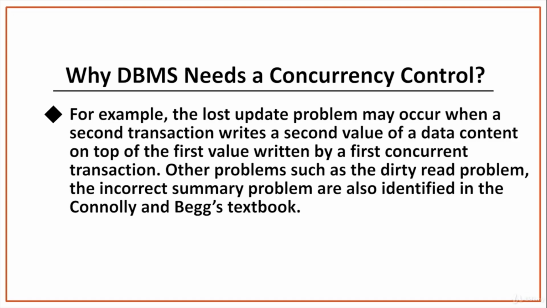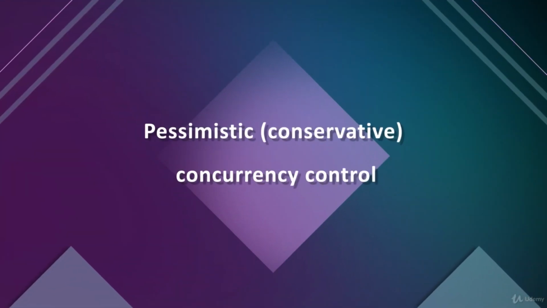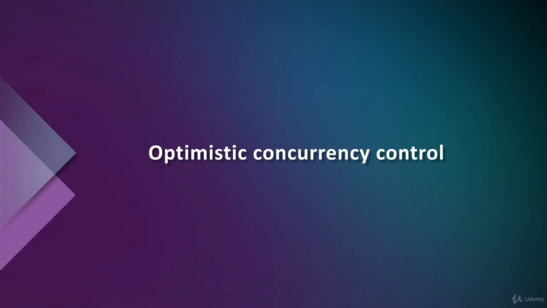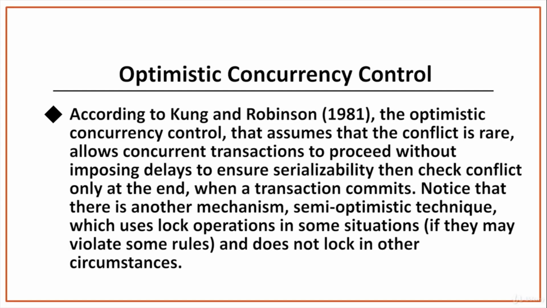Other problems such as the dirty read problem and the incorrect summary problem are also identified in the Connolly and Begg textbook. There are two main kinds of concurrency control mechanisms: the pessimistic or conservative concurrency control and the optimistic concurrency control. The pessimistic concurrency control delays the transactions if they conflict with other transactions at some time in the future by locking or a timestamping technique.